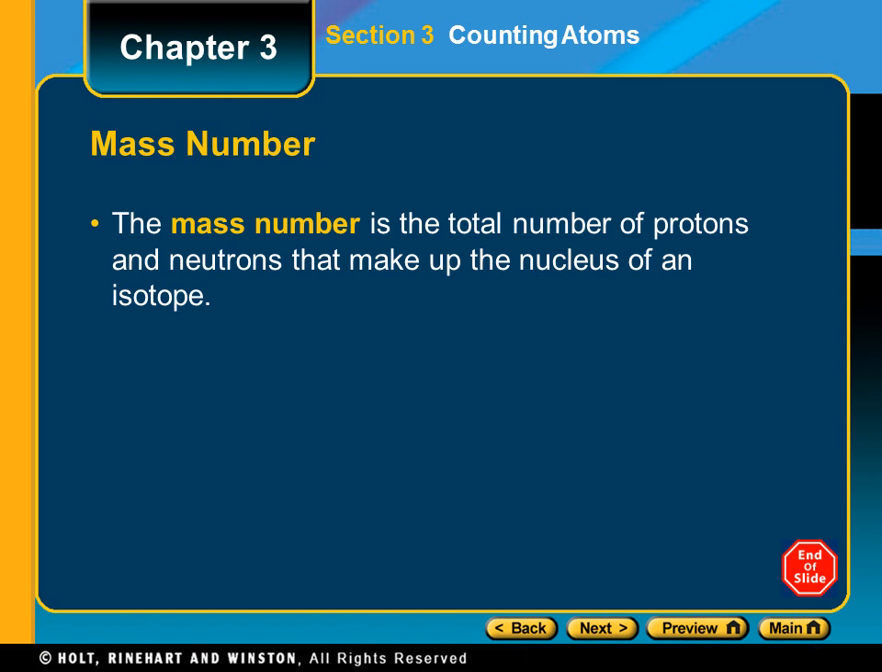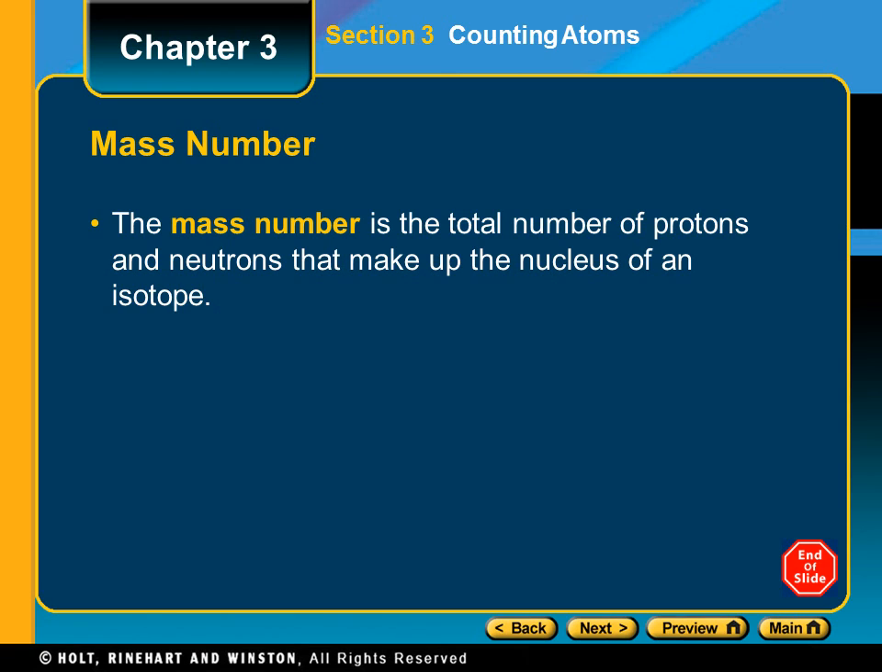Now what's the mass number? The mass number is the total number of protons and neutrons that make up the nucleus of an isotope. So you've got the atomic number. The atomic number is the total number of protons. The mass number is protons and neutrons.